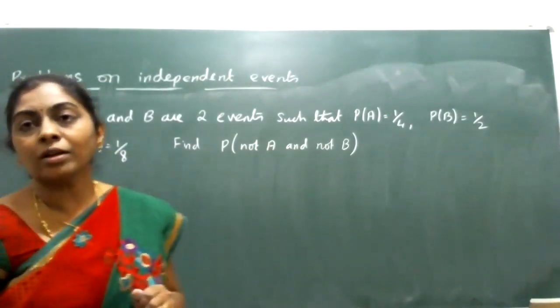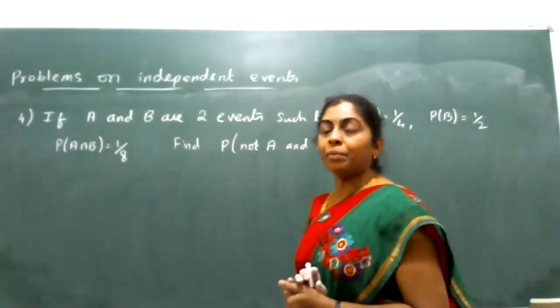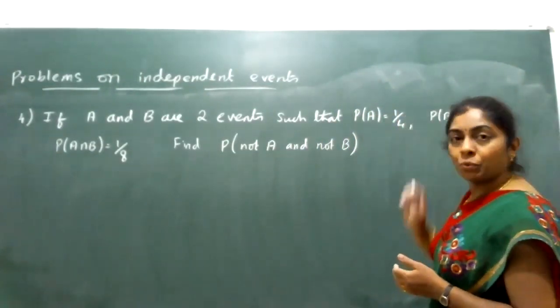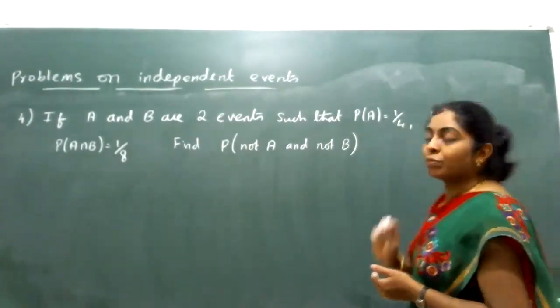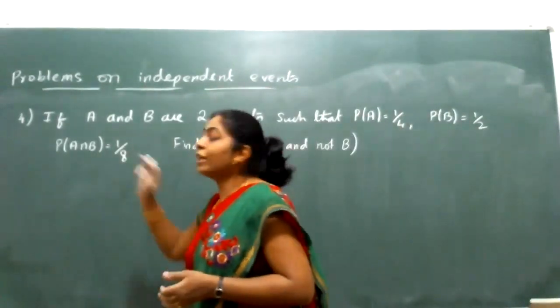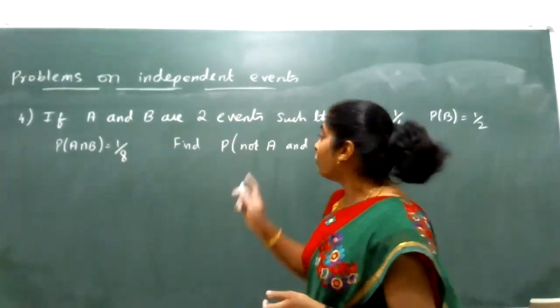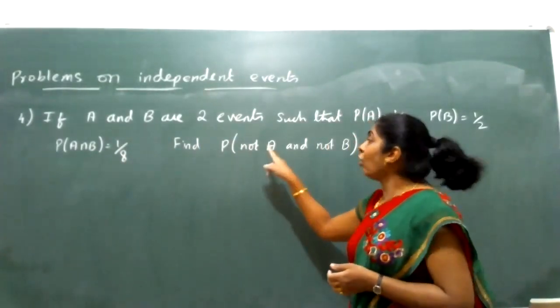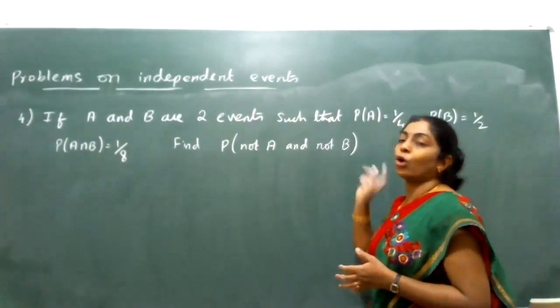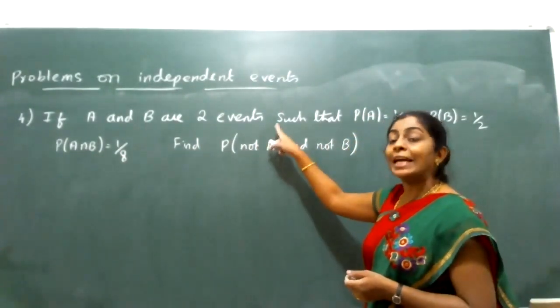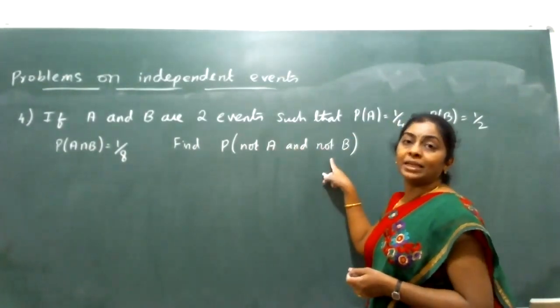Okay, the next one. If A and B are 2 events such that probability of A is 1 by 4, probability of B is half, probability of A intersection B is 1 by 8. Find probability of not A and not B. I have to obtain the probability of A dash and B dash.